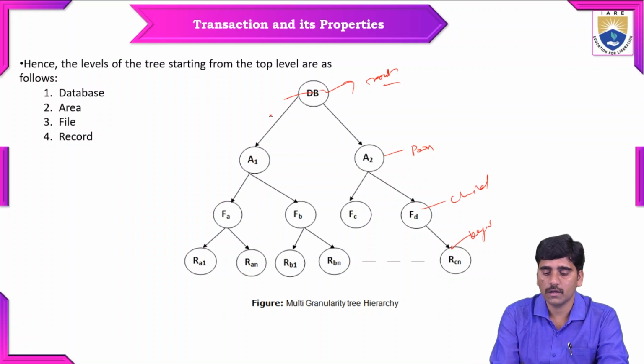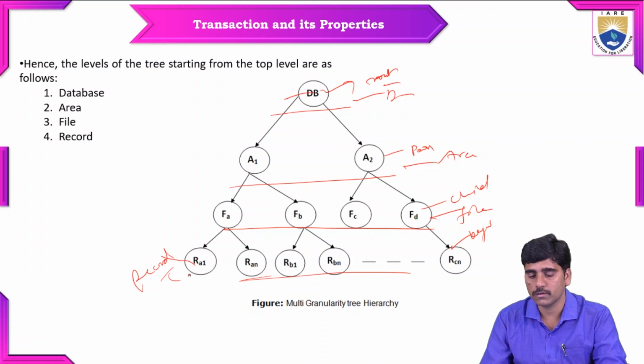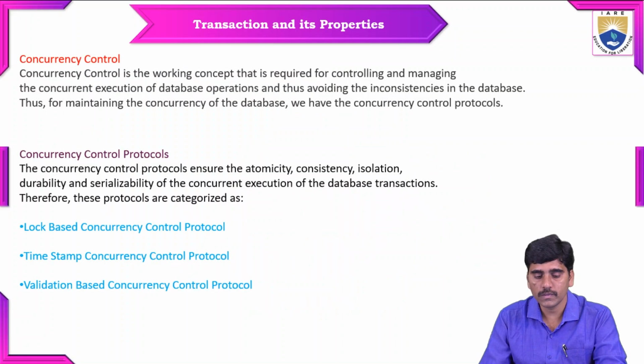So this is where the locks are applied. You can apply locks at the database level, at the area level, at the file level, and lastly at the record level also.